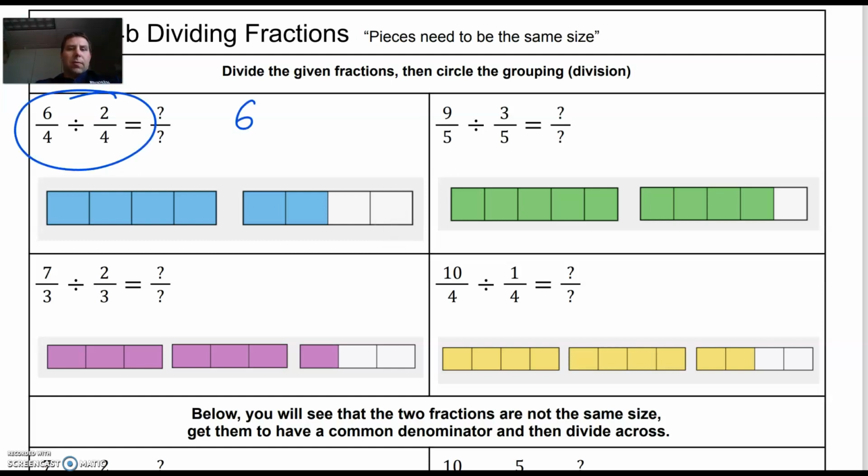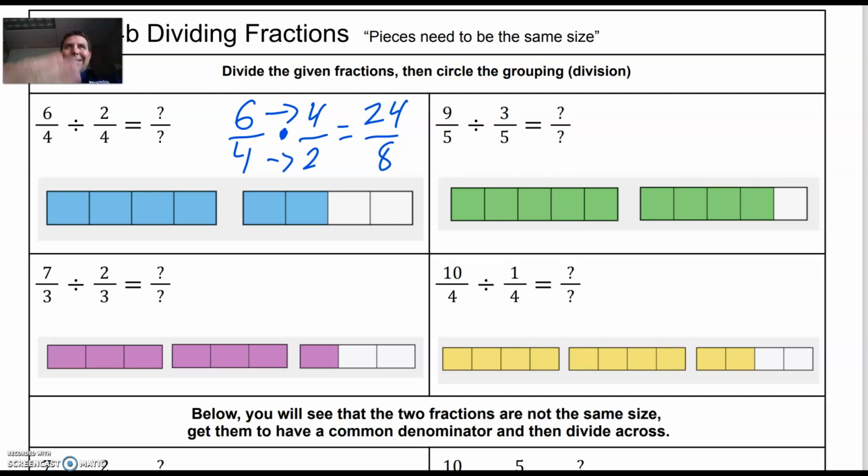So if I have 6 over 4, I'm going to keep that same fraction. We're going to turn it into a multiplication symbol, but then we're going to flip that second fraction, so it's 4 over 2. And then we're just going to multiply across. 6 times 4 is 24. 4 times 2 is 8. Now I can simplify because 24 divided by 8 is just 3. So my answer is 3. Notice how quick that is.